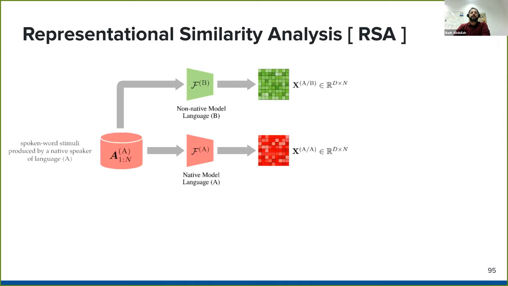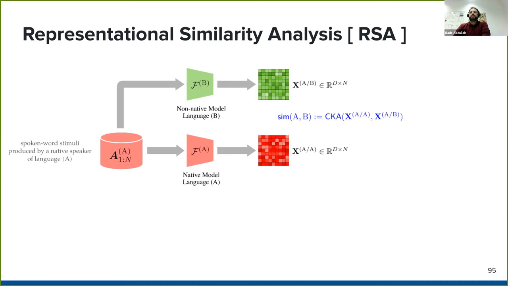But what we can do, we can take a group of word stimuli and map each one of them into a vector using the native model and the non-native model. And then we can look at how the two representational spaces correspond to each other. So do they agree on how they actually represent the words, or do they maybe make different projections for the same stimuli?